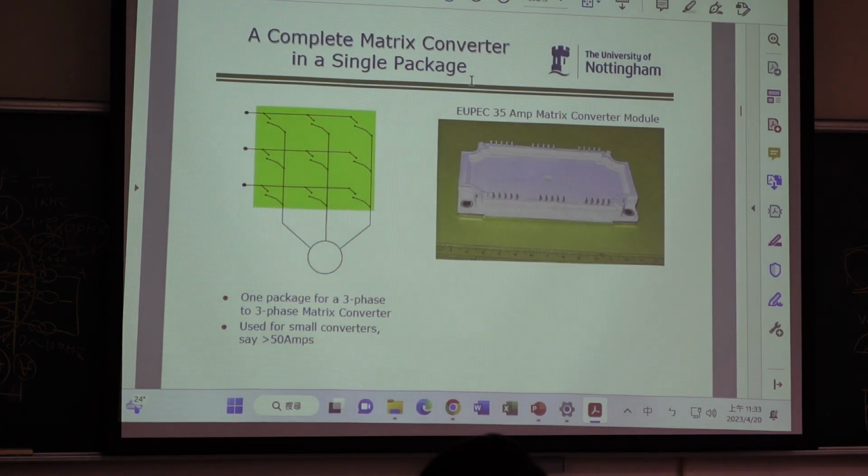So we use one module for everything. 35 ampere, Europe Power Electronics company, one module, then 9 switches. So one package for a 3x3 matrix converter used for small converters. We can say near 50 ampere. So you can see the inside is like this.